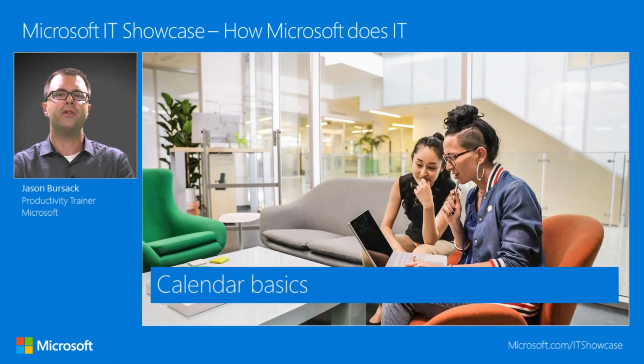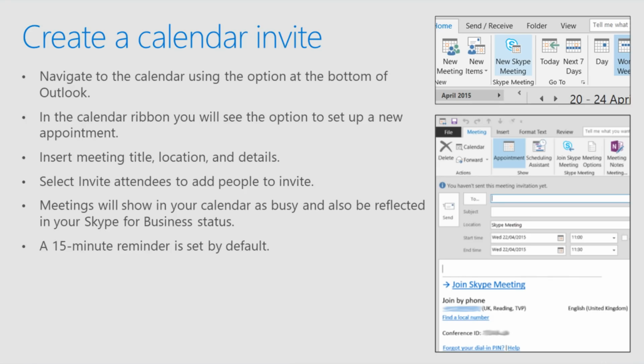All right, let's get into calendar basics. So here's just basics on creating a calendar invitation. If you go to the calendar view, you'll see an option to create a new appointment. And when you click on that new appointment, you'll be able to add things like the title of the meeting, the location, and details about the meeting. You can select people to invite to the meeting as attendees, and also you'll be able to turn the meeting into a Skype meeting using the Skype for Business add-on. By default, a 15-minute reminder is set for your meeting and any participants in that meeting. However, you can change it in a variety of different ways.